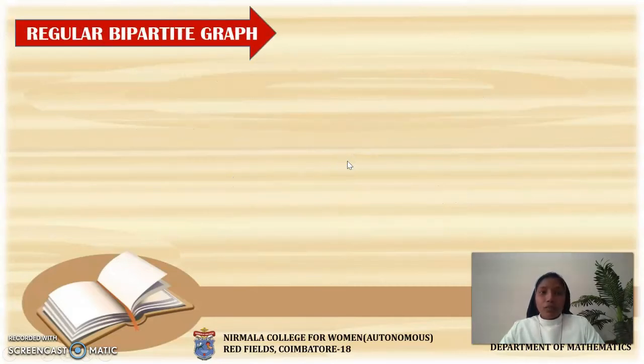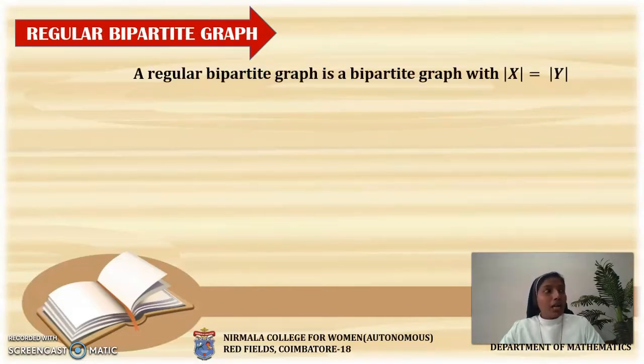Next, we define a regular bipartite graph, which is a bipartite graph in which the cardinality of X is equal to the cardinality of Y. So, generally we denote the bipartite graph by K m,n.